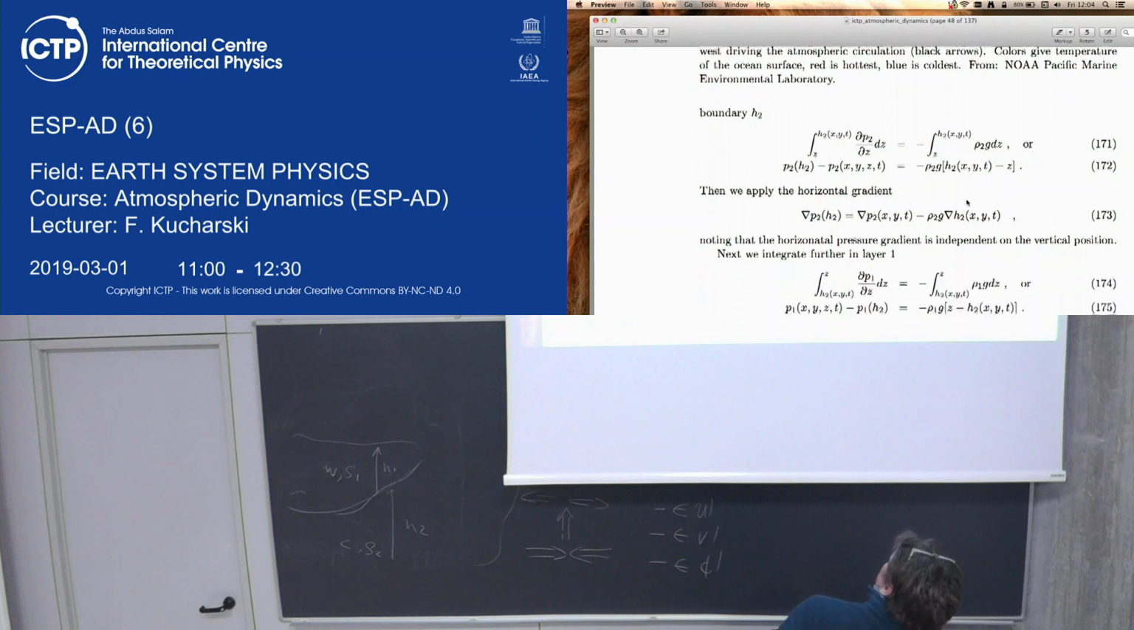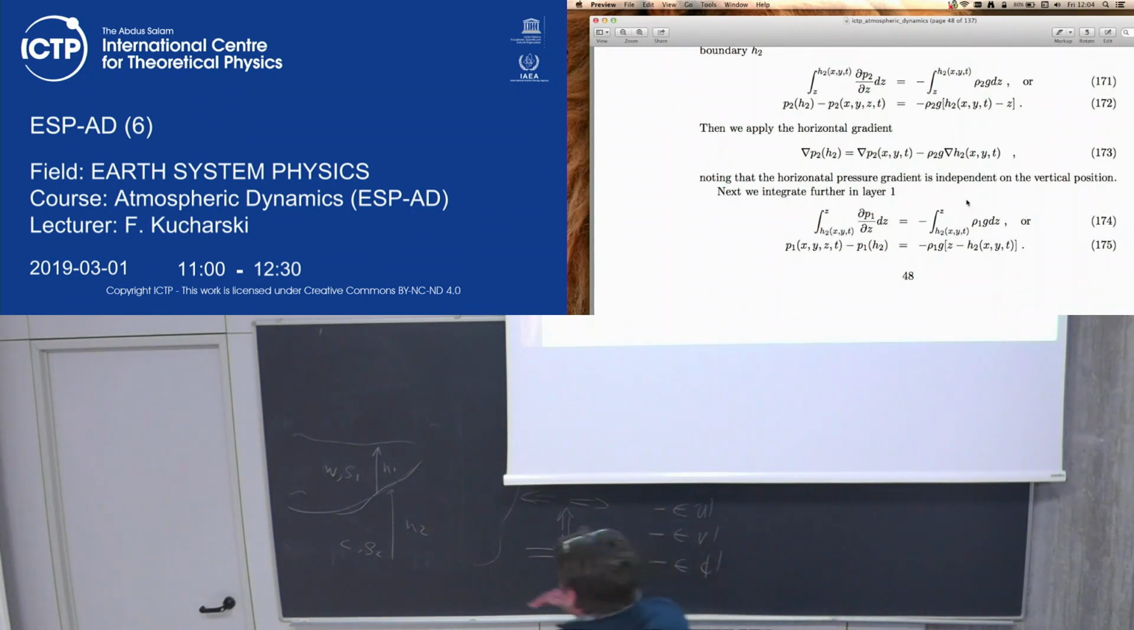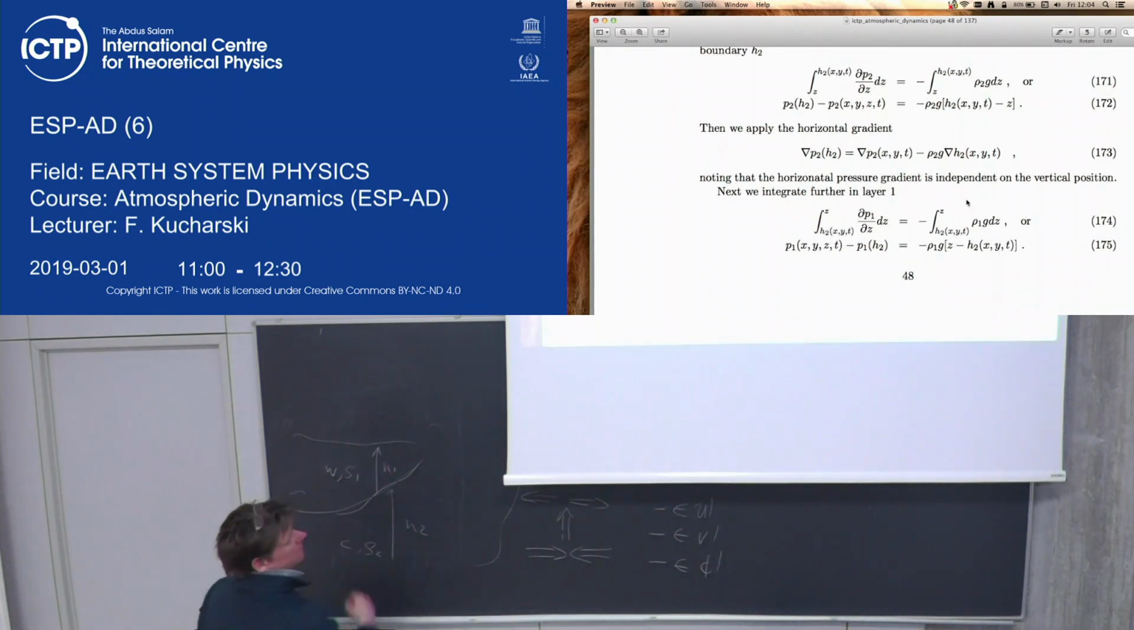But that's not enough yet. Then we integrate further into the upper layer to an arbitrary height z again there. And if we do this, of course, we have to take into account that then the density has changed. So we get a different density here, but otherwise the integration is again trivial.